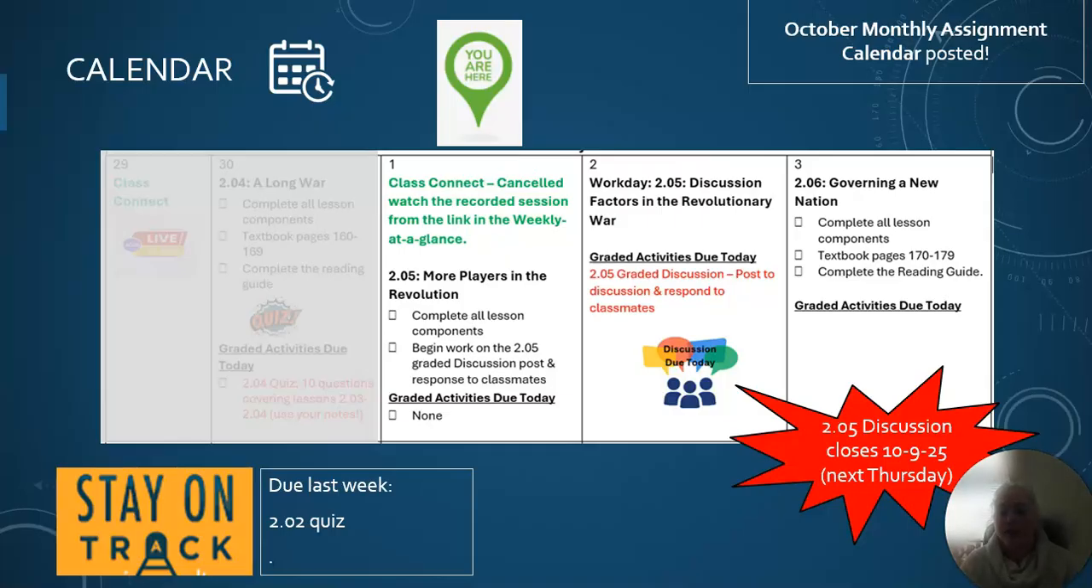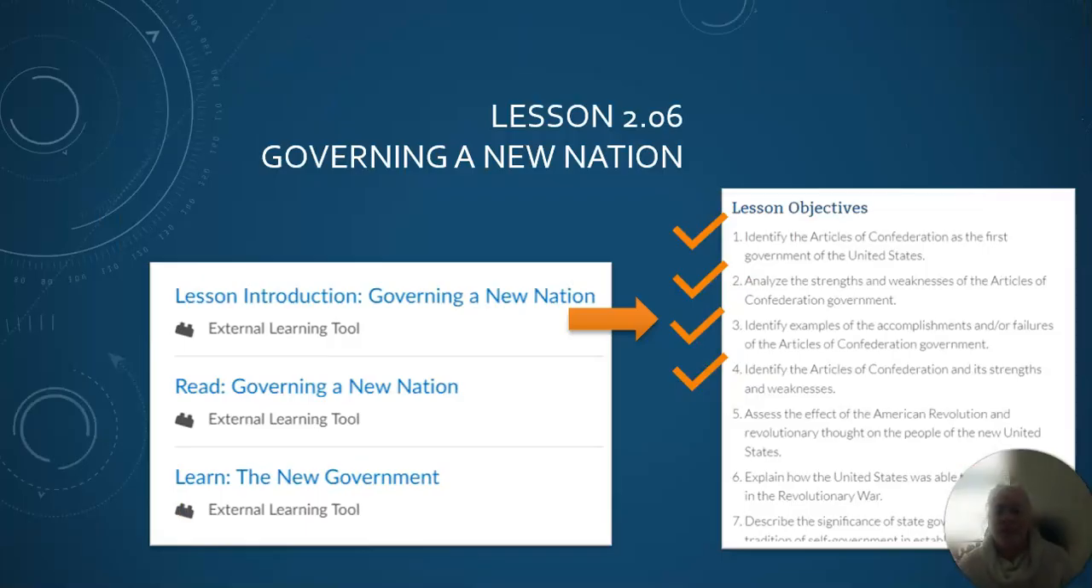And then you'll end the week with the 2.06 lesson, which is Governing a New Nation, which is what we're previewing today. Also, reminder, if you haven't downloaded the October assignment calendar and you want to see the month overview where all the due dates are and which lessons we're going to do on which days, it is available for you in the class materials module. Also, if you haven't done the 2.02 quiz or the 2.04 quiz, those are now past due, so make sure you're getting them done.